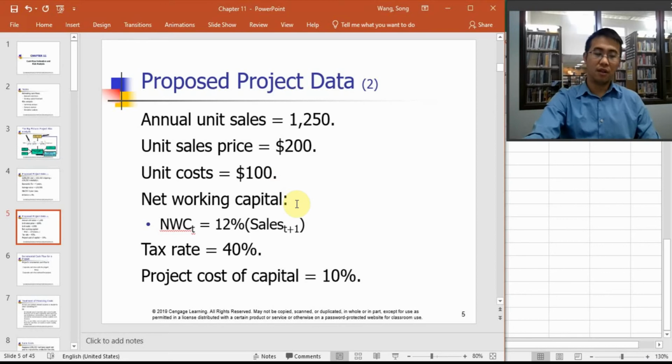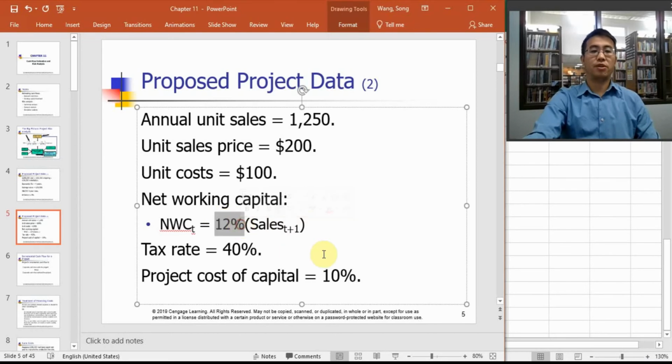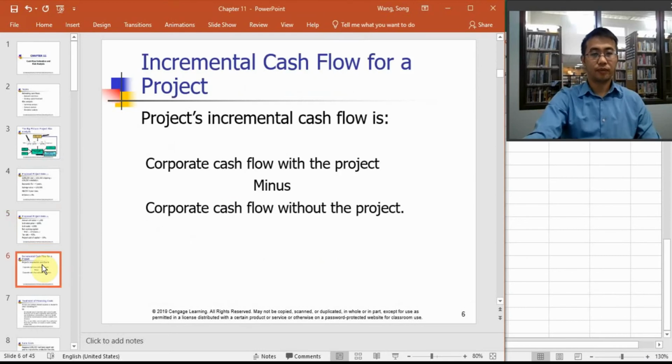Well, if you're thinking that working capital is too abstract, just think of it as inventory, all right? So if you want to make some sales, you need to maintain some inventory in advance. If you want $100 in sales, then you need to have $12 worth of inventory. And in this case, the percentage is 12%. Tax rate is 40%, and the cost of capital is 10%.